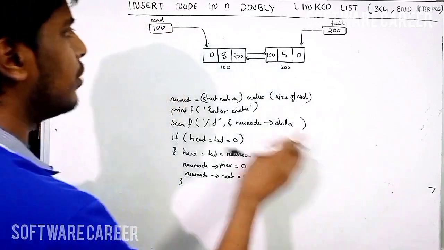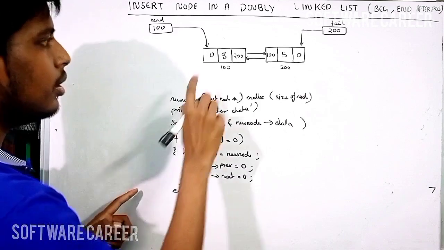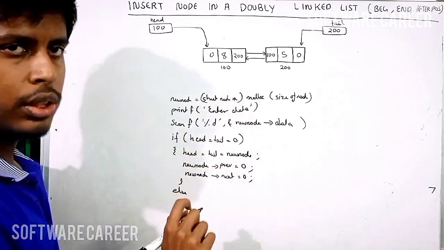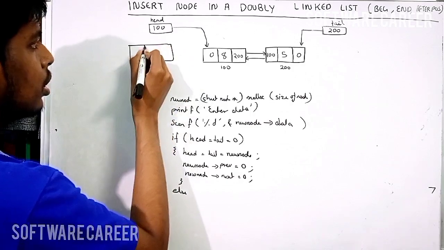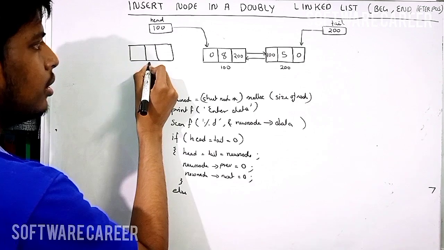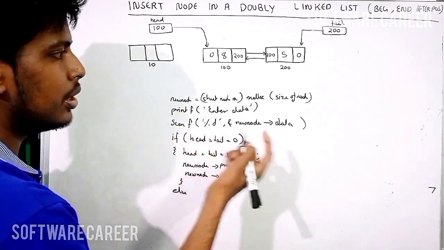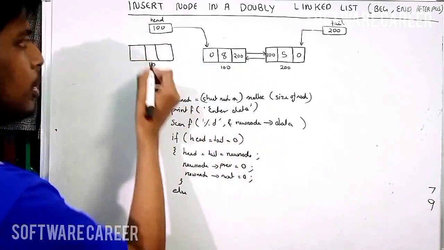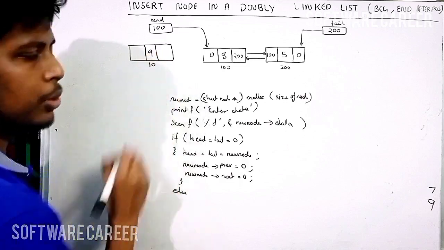Now let's see the case when the linked list is not empty. So I am writing the else condition. See, in this case it creates a new node. Now let's say the address of this is 10, suppose, and it asks for the data to insert. Suppose the user says 9. So 9 should be stored into the data part using the scanf function. So 9 is put here.